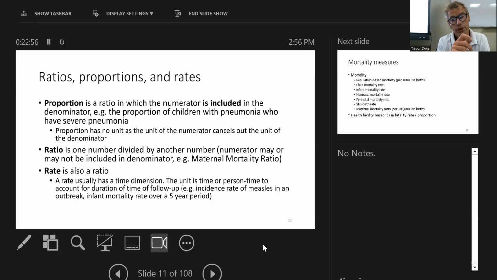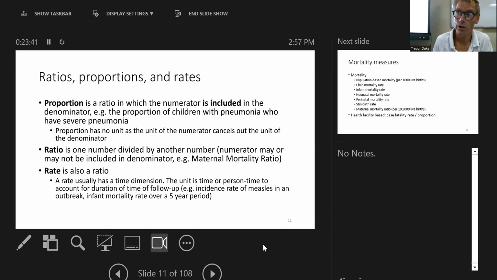Now, the difference between a proportion and a ratio: a proportion is a ratio, where the number of children, say children with severe pneumonia, are also children who have pneumonia. Does that make sense? They're the same sort of population, right? There are some other ratios that are still one number divided by another number, but the numerator is not necessarily included in the denominator. So when we talk about the maternal mortality ratio, what's that?